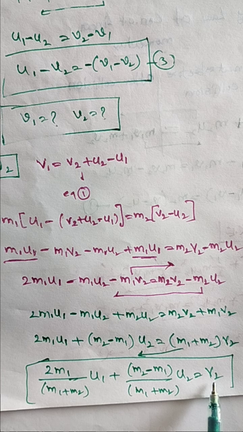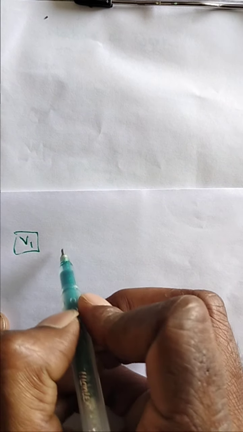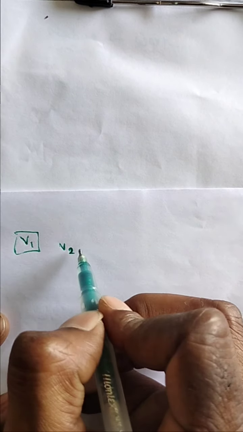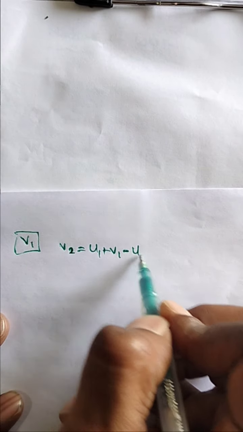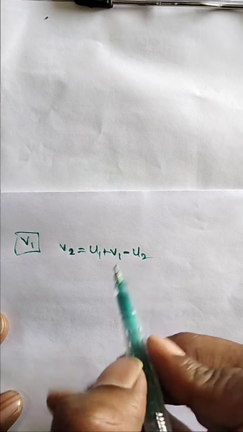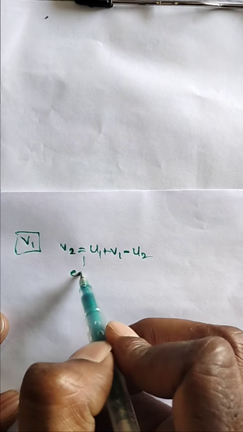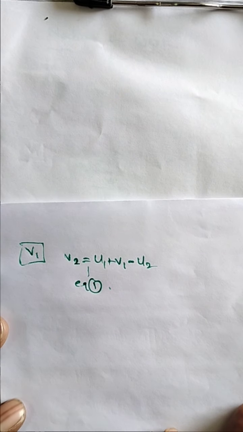So 2m1 by (m1 plus m2) u1 plus (m2 minus m1) by (m1 plus m2) u2 is equal to v2. This is, after collision, the velocity of the second body. Next we can calculate the v1 value. v2 is over. Now we can calculate v1 here. So we know that from equation 3, v2 is equal to u1 plus v1 minus u2. Okay, so this v2 value we substitute in equation 1.